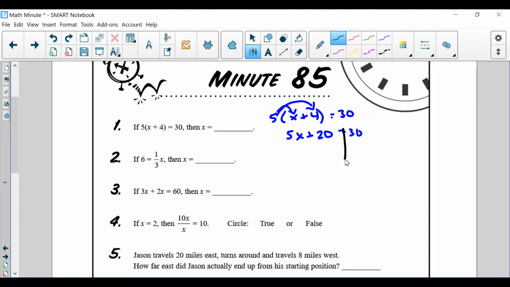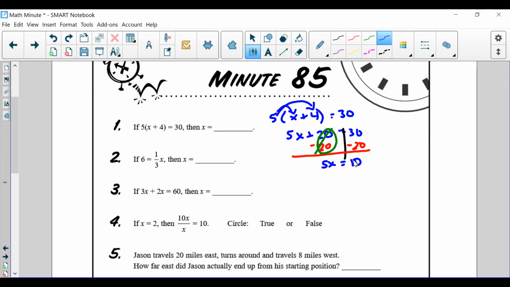Notice that we can isolate the variable by subtracting 20. The reason why we're subtracting 20 is because the opposite of addition is subtraction. So then we're like, okay, that gets out. I'm going to draw a 0 pair, get out of here. And then we've got 5x is equal to 10.